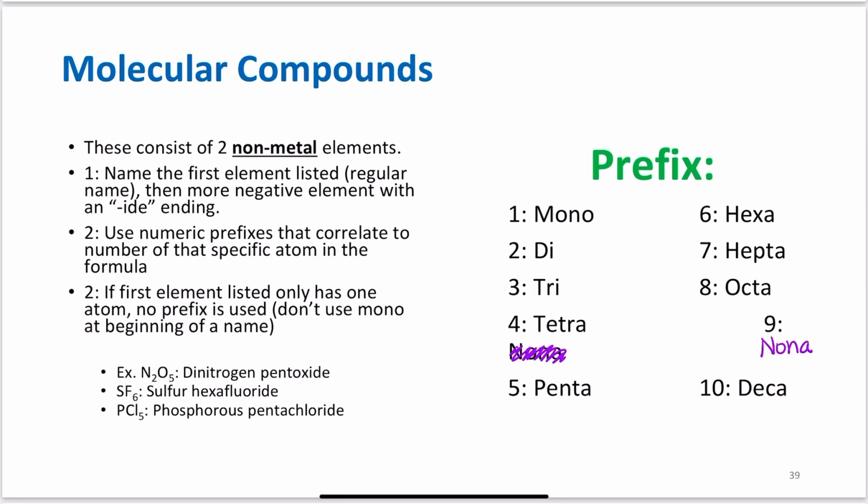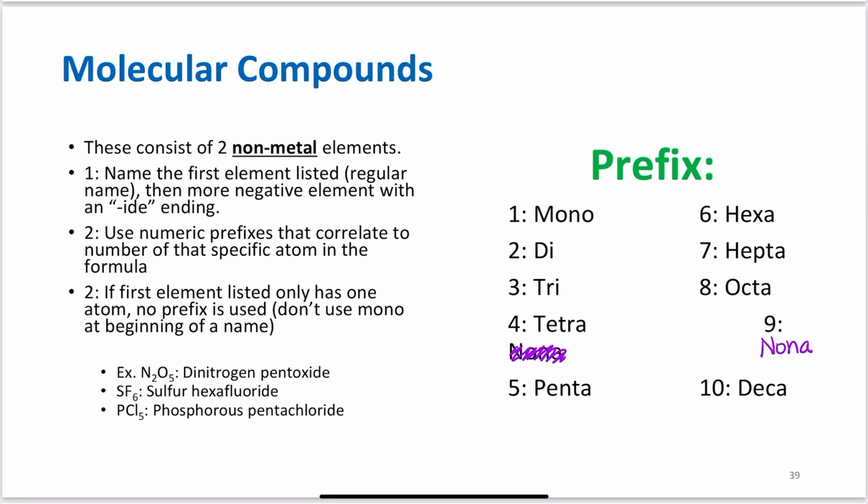What you do is you're going to name the first element listed with its regular name, the name that you have memorized off the periodic table. The more electronegative element is the one that gets an "ide" ending. We haven't learned electronegativity yet. That comes in chapter 9 or 10, but traditionally that will be the element that's listed second. Most often the element listed second in the formula is your more electronegative element. So the first element named regularly, the second element named with the ending of "ide."